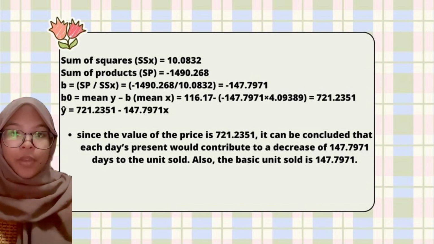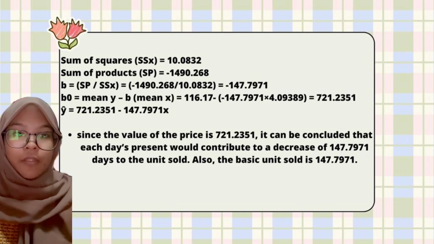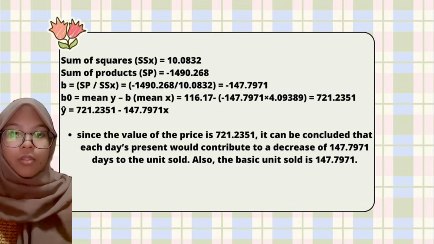147.7971x. Since the value of the price is 721.2351, it can be concluded that each increase in price will contribute to a decrease of 147.7971 in the unit sold. Also, the basic unit sold is 147.7971.